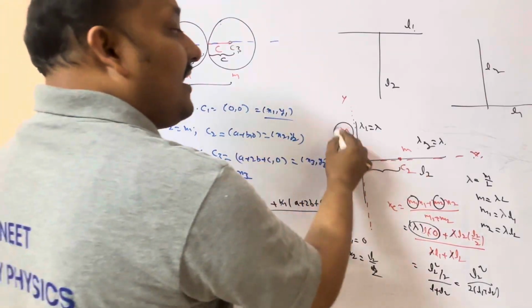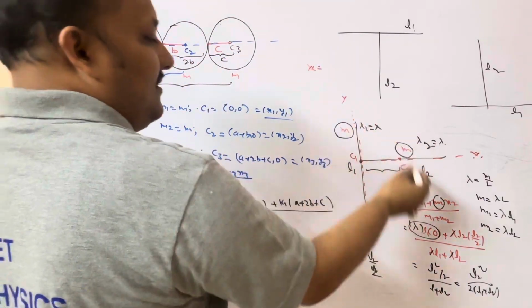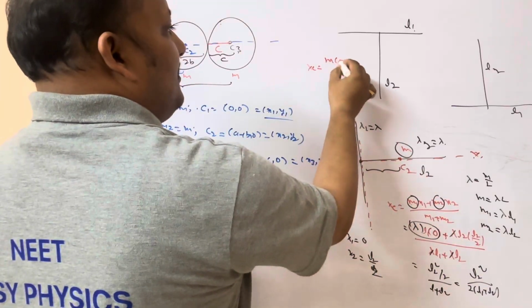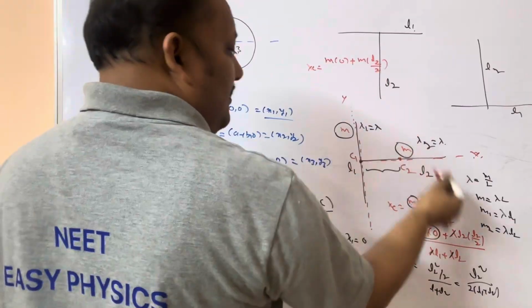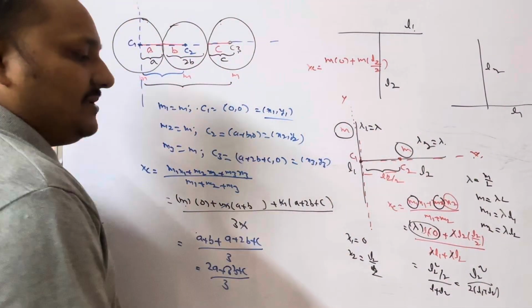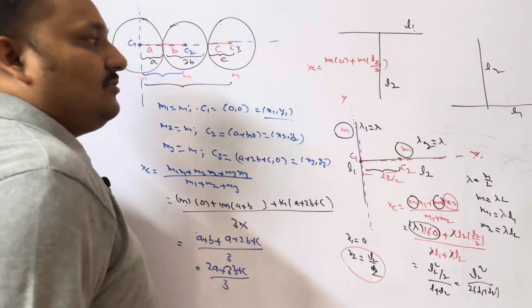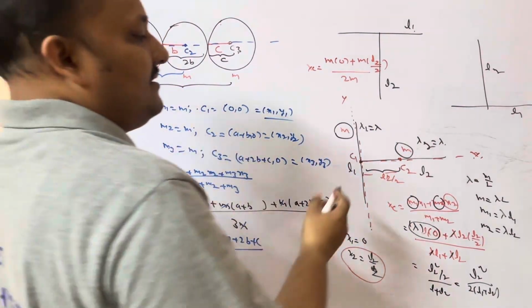If they give both having the same masses, what will you do? Very simple. X equals m into 0 plus m into x2, where x2 is L2 by 2. Correct? That one will not be changed. x2 is L2 by 2, divided by m plus m, 2m. So what are you going to get?